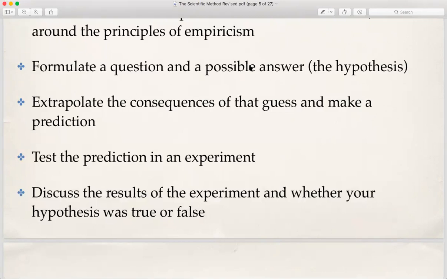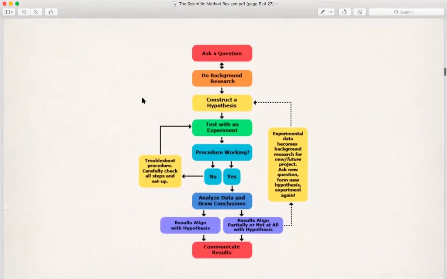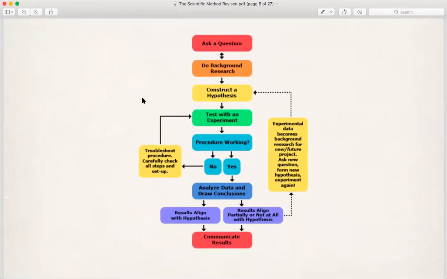You're not graded on how good you are at guessing. You're graded on how good you are at creatively talking about and discussing why you were right or wrong. So this is a helpful flow chart that you might want to refer back to when you do your assignments or down the line.